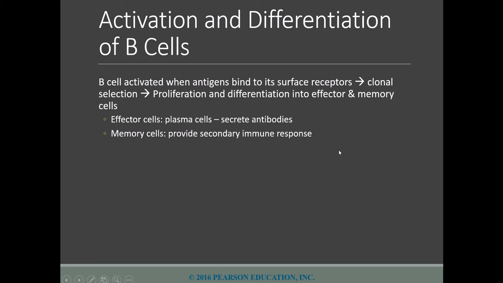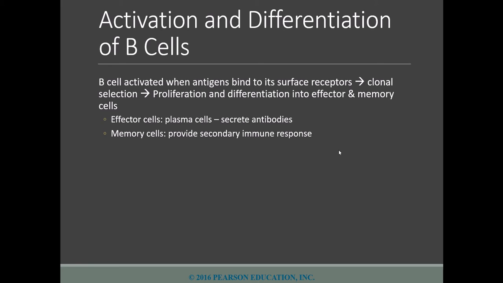When an antigen binds to a receptor on the B cell, that will activate that B cell. They'll go through that whole clonal selection process where they make more and more copies of the specific B cell that has the specific receptor for the specific antigen that was activated. Those B cells that we have thousands of copies of now will then differentiate into either an effector cell or a memory cell. So the effector cells are the plasma cells, and they're the ones that actually secrete the antibodies that provide the humoral immunity.